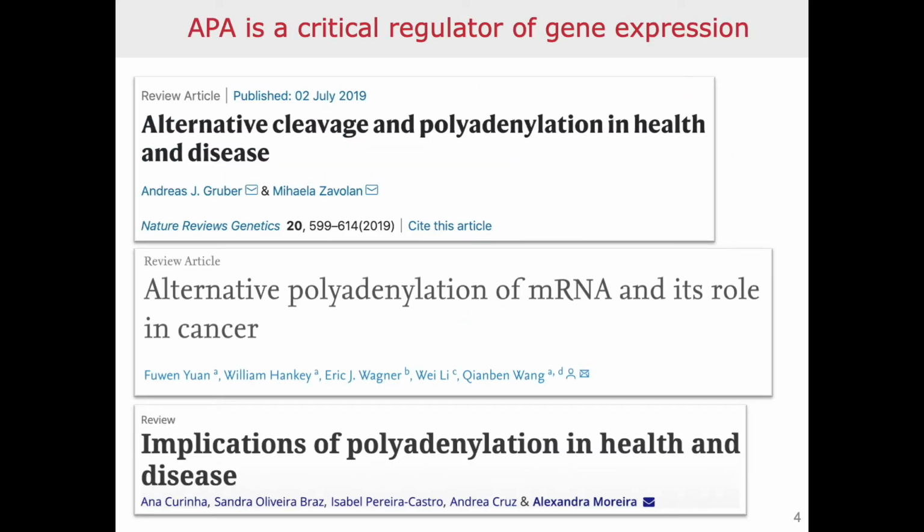In the human genome, APA occurs in over 70% of protein coding genes, and it has been recognized as a critical regulator of gene expression. In addition, APA profiles are frequently altered in immunological and neurological diseases, as well as in cancers. Therefore, it is a critical task to analyze and summarize APA profiles from RNA-seq data.